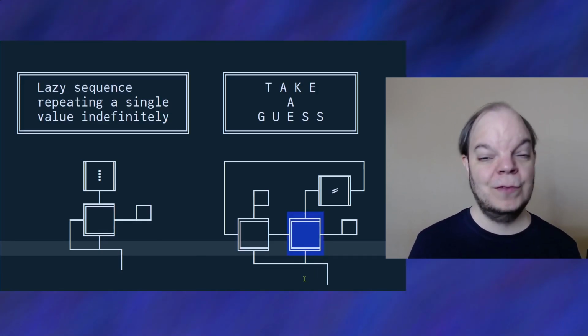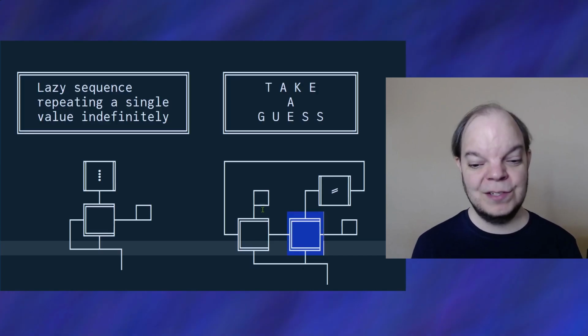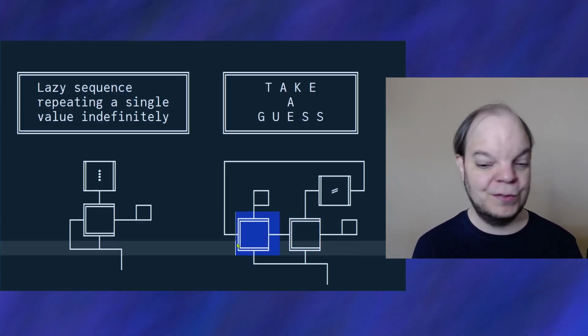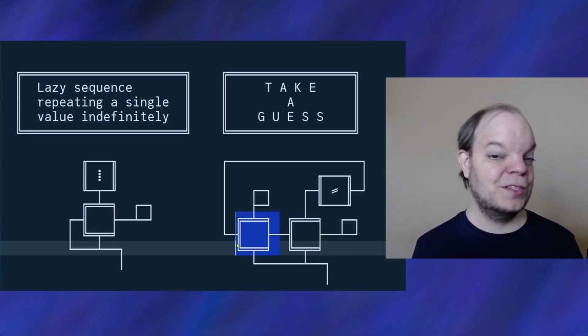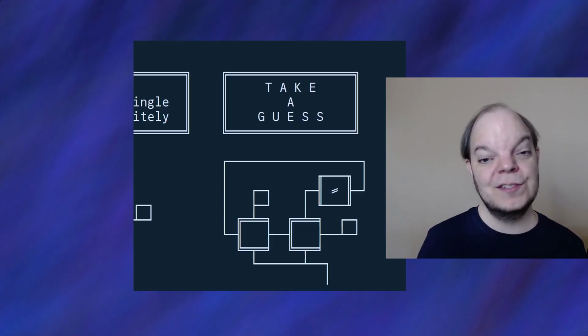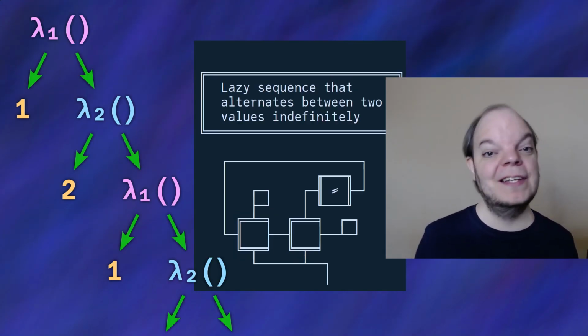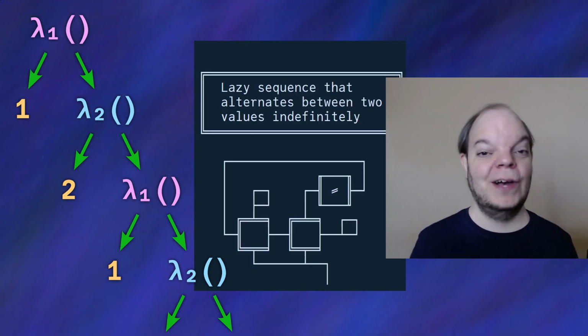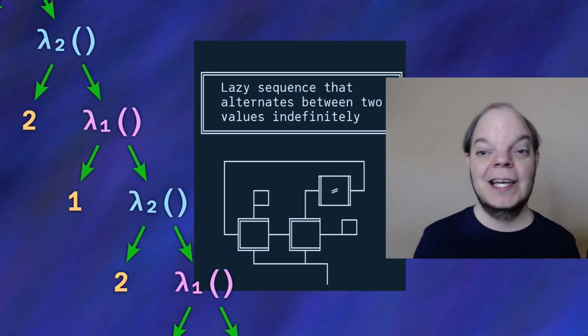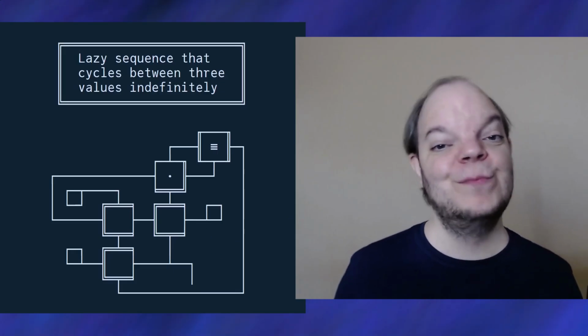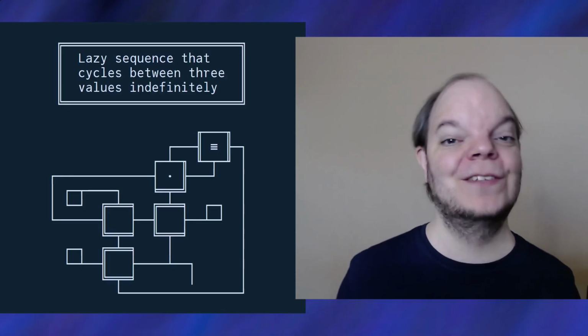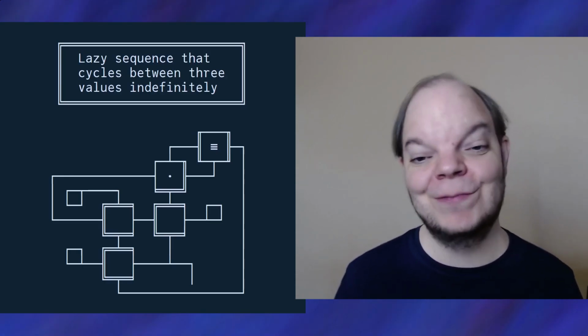So if you now invoke that again, you will get the first element again, and then another copy of this lambda, which will produce the second element again. I think you can see where this is going. What we get is a lazy sequence that alternates between two values that we've given, and again, it just never stops. I also made a version that cycles between 3 values, but if you want more than that, you're going to have to write your own.